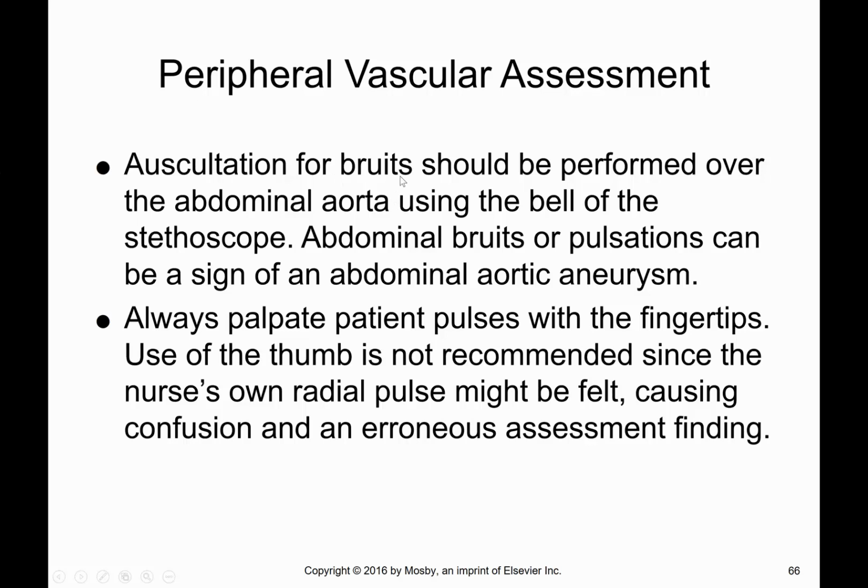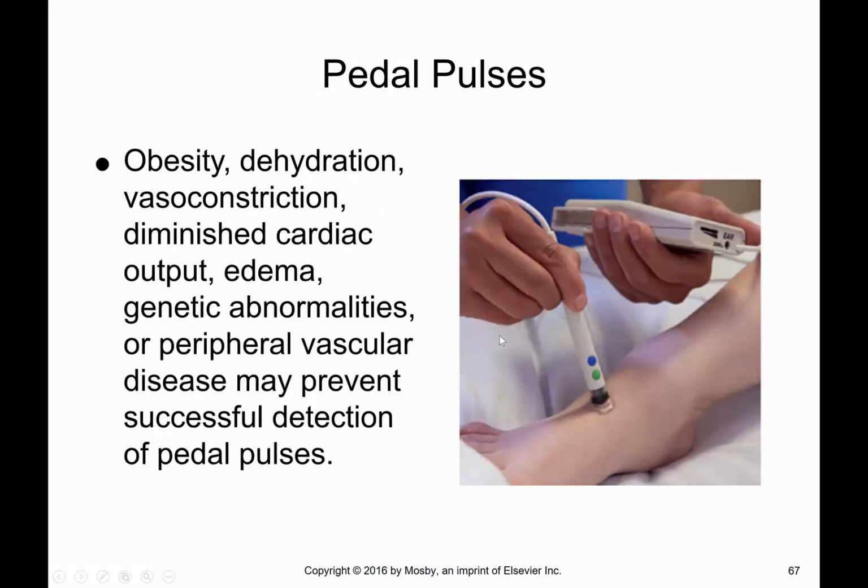I don't typically auscultate for bruits unless this is a problem for my patient. Remember, auscultating for bruits is you can auscultate the carotid, but you can also auscultate the abdominal artery for the presence of a bruit.